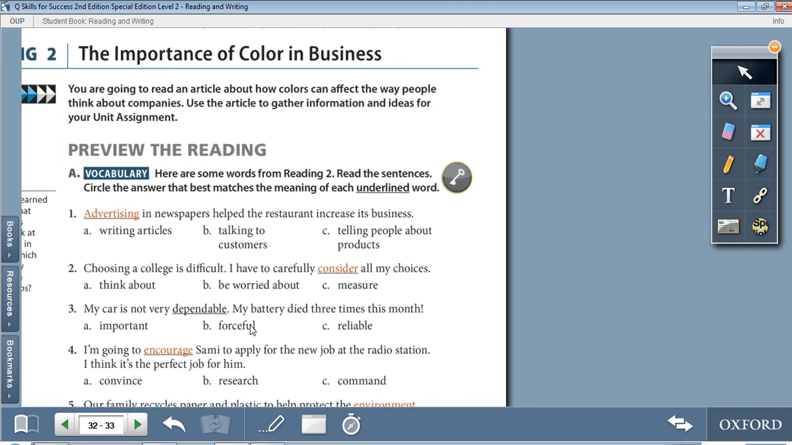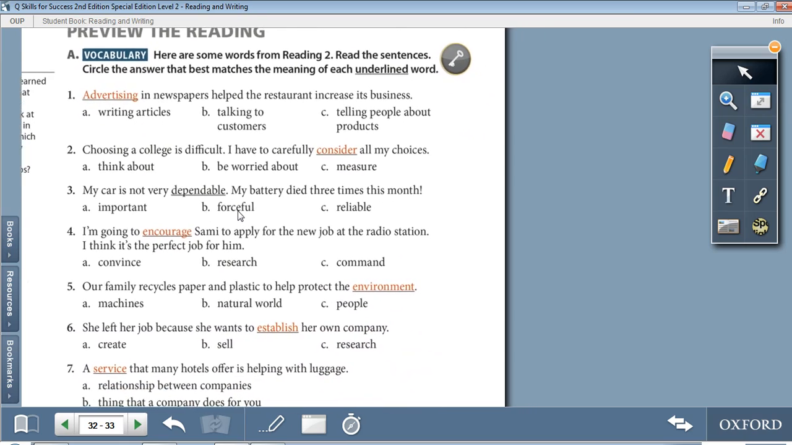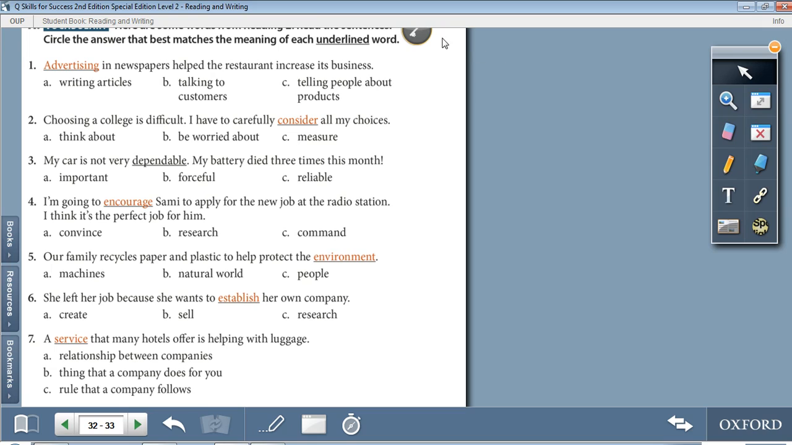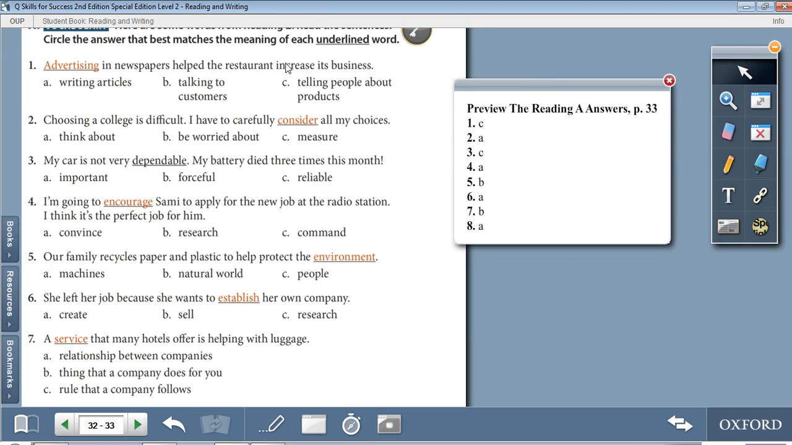Moving on to reading 2, the importance of color in business. In activity A, we have some words from reading 2. Read the sentences and circle the answer that best matches the meaning. Starting with number 1. Advertising in newspapers helped the restaurant increase its business. Advertising means C. Telling people about products. 2. Choosing a college is difficult. I have to carefully consider all my choices. A. Think about.